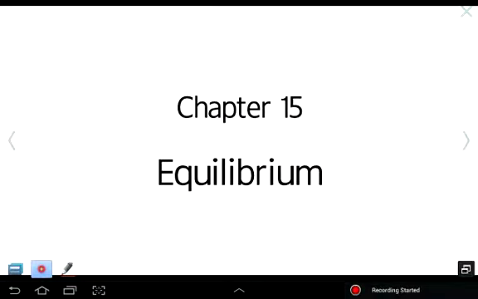AP Exam Review, Lesson 7. In this lesson, we'll cover the concept of equilibrium, an extremely important concept. In fact, the AP exam will definitely test you over this. This is one of the central ideas that is tested. So let's get started on the review.